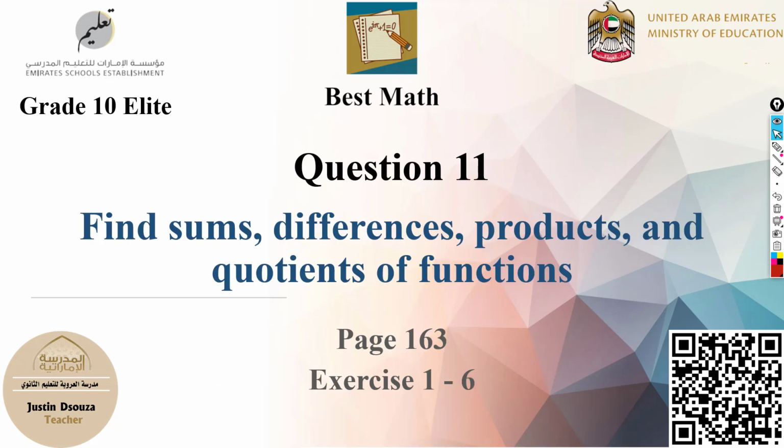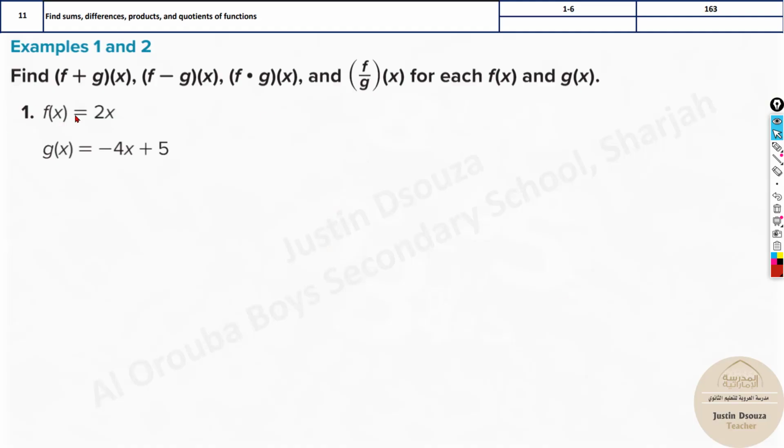Question number 11 is another easy one. It is to find sums, difference, products, and quotient of functions. Now, if you look over here, they will specify what is f of x, g of x, and you have to do all these following operations. Let's do a problem over here. They're all simple and straightforward. The same method is followed.